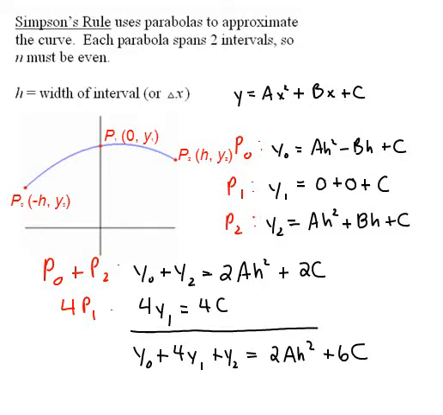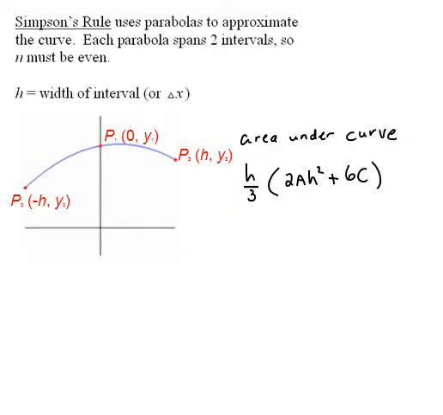That may seem random, but it's not. Remember that on the last slide we found the area under this parabola to be h over 3 times 2ah squared plus 6c. So putting those two results together, I can substitute y0 plus 4y1 plus y2 in place of 2ah squared plus 6c. This is an expression for the area under the parabola shown in the graph in terms of the y's.